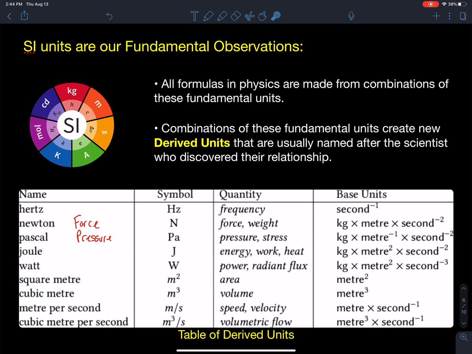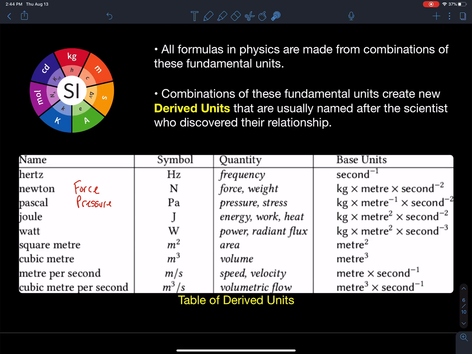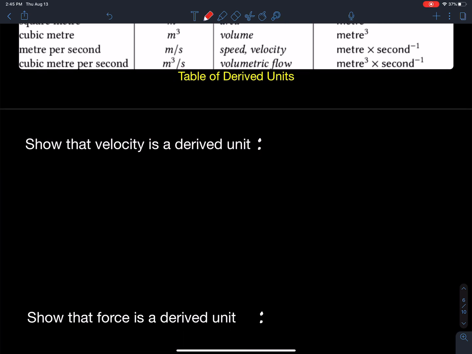Here are the fundamental units, and velocity is a derived unit if it's a combination of those fundamental units. So we know from last year that velocity is the rate of change in displacement, if you remember the symbol for it from last year, over time. Displacement is measured in meters, so it's going to be equal to the change in meters over seconds. I would write that in IB, we need to write it in this form.